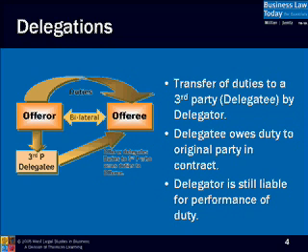Now, just like assignments, not every duty is delegatable. You can't delegate it. For example, anybody in here getting married anytime soon?